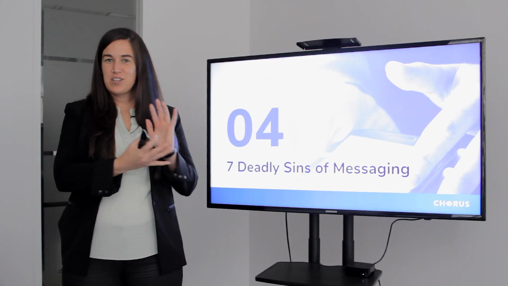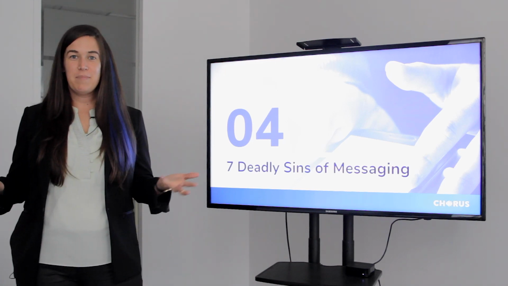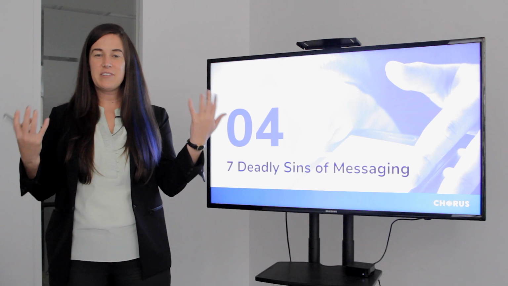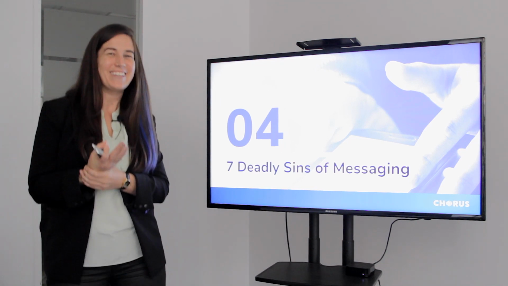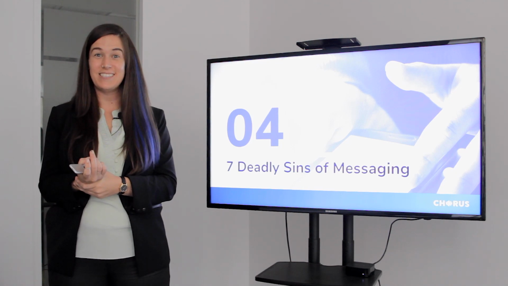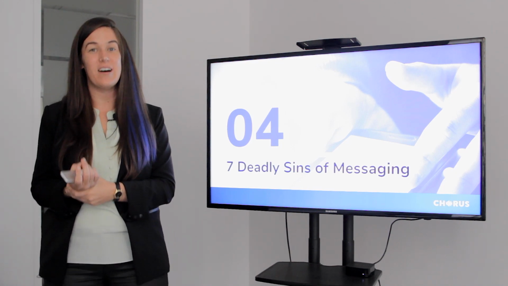So now we know the structure of an email, we know how to pick out a premise for the first line, and we know the 7 different flavors of things you want to include about your messaging. So now we get to talk all about the 7 deadly sins and the things that you want to make sure are not in your messaging.